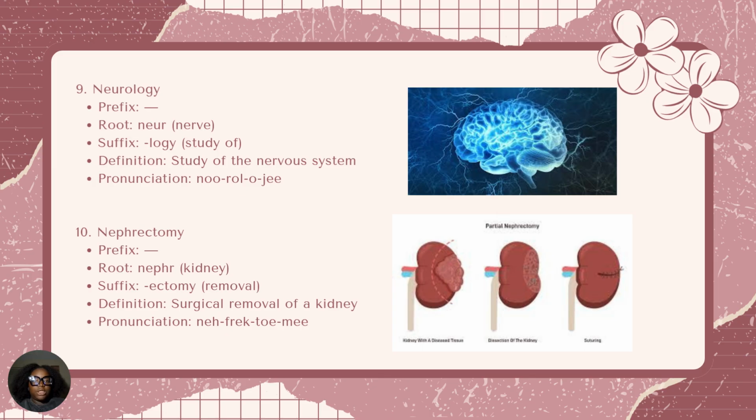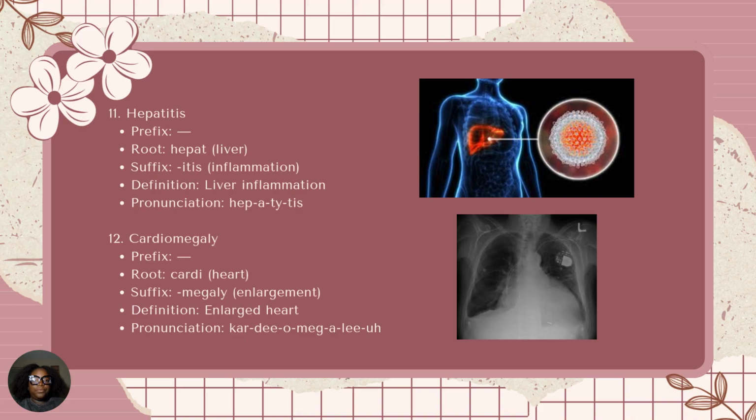Next, we have neurology, which is the study of the nervous system. The root word is neuro, meaning nerve, and the suffix is logy, meaning study of. And next is nephrectomy, which means surgical removal of a kidney. And the root word is nephr, which means kidney, and the suffix is ectomy, meaning removal.